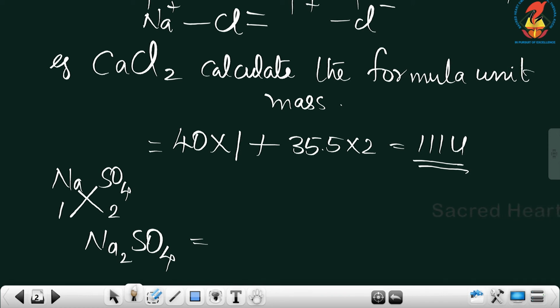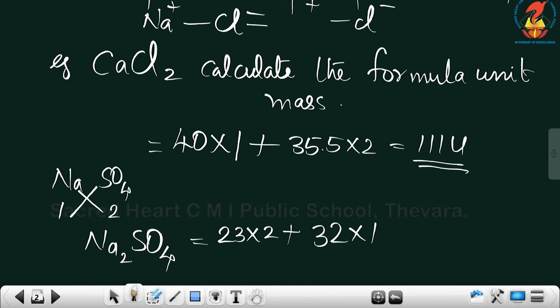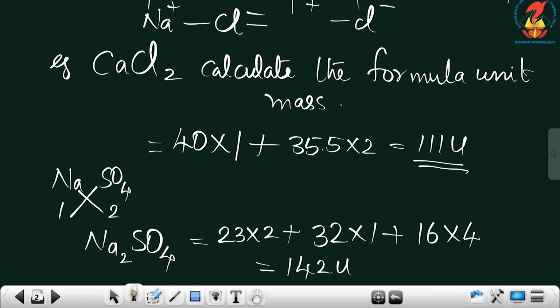The atomic mass of sodium is 23, into 2, plus sulfur. The atomic mass of sulfur is 32, and there is only 1 sulfur atom. Then oxygen is 16 into 4. So the total formula unit mass of Na2SO4, sodium sulphate, is 142 U.